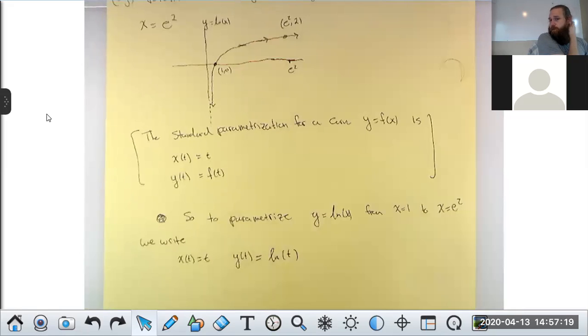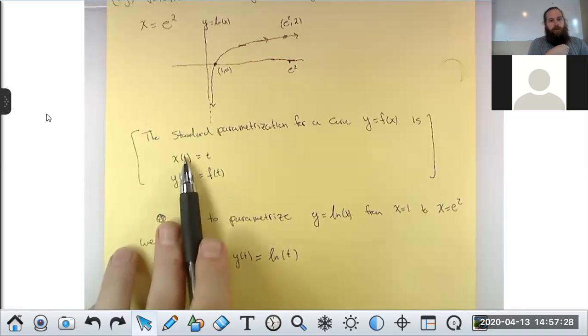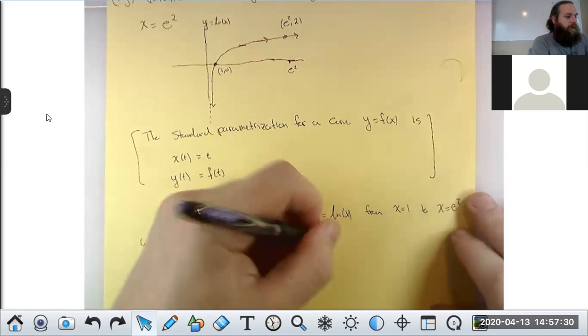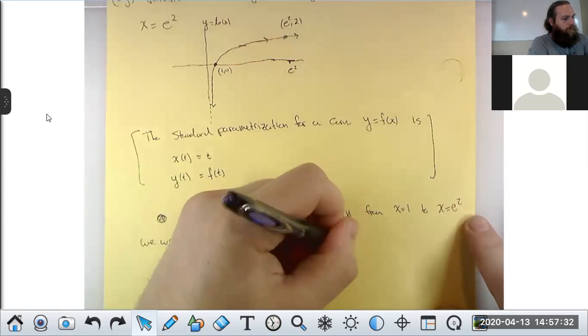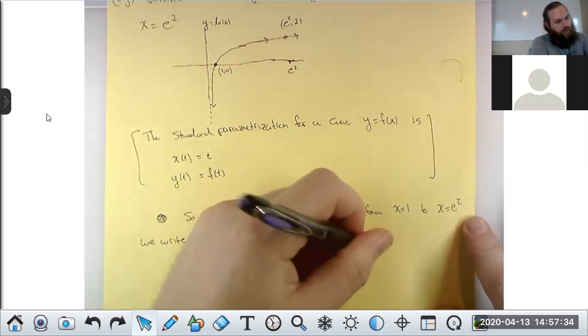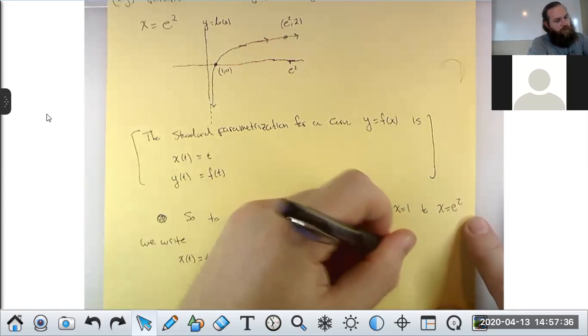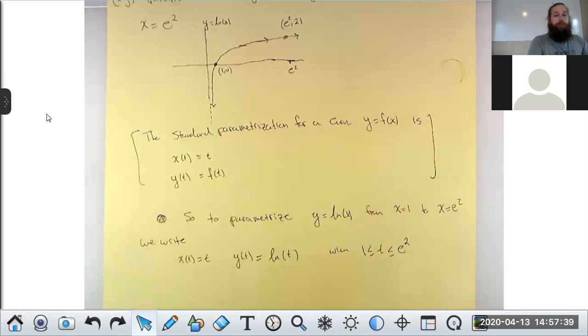And then the trick is just to make sure you choose the correct time domain. With the standard parametrization, your time domain will always be the same as the x domain that you wanted to play with, because x of t is just t. So here I would say 1 is less than or equal to t is less than or equal to e squared.